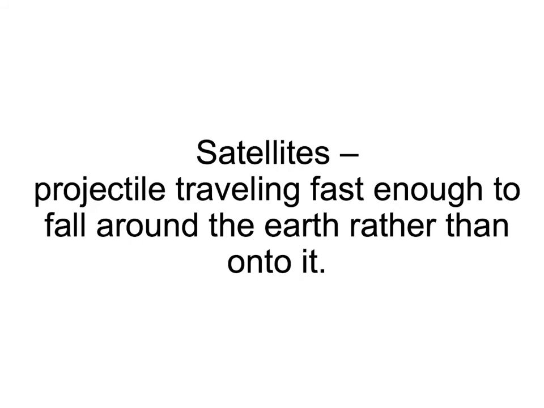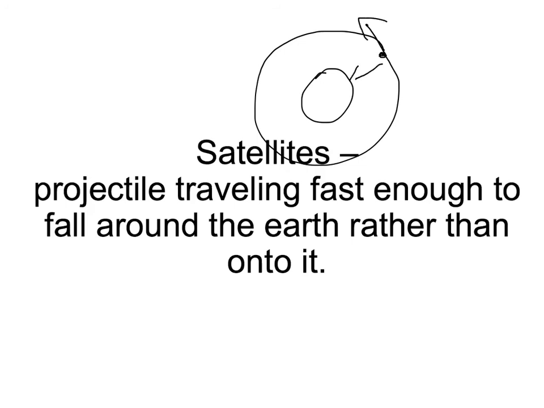Okay, now I'm going to talk a little bit about satellites. These are projectiles moving fast enough to fall around the Earth rather than onto it. We have all kinds of satellites going around the Earth. If you have the Earth here and your little satellite, I'll just put a dot up here, traveling around the Earth, it's got a velocity going fast enough this way that Earth's gravity pulling this way isn't able to pull it in. It just pulls it to where it goes in a circle.